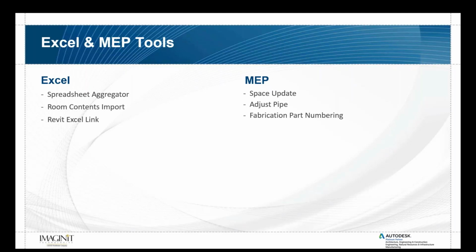And on the MEP side, what I want to highlight is the adjust pipe tool. Within Revit MEP, sometimes adding pipes and fittings and so on could be a little finicky. What the adjust pipe tool does is it allows you to align a lot of those pipes and fix out-of-the-box Revit issues that you might deal with as you're adding those mechanical pipes or ducts, or not ducts, sorry, conduits and so on.